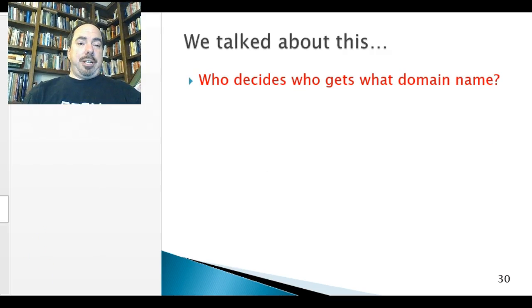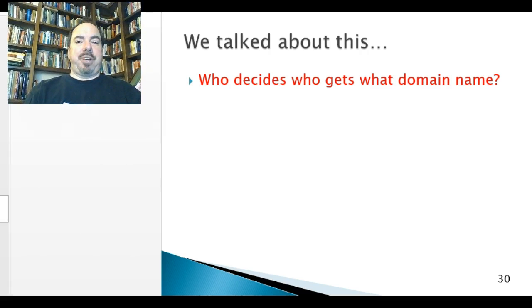So the big question is, who gets to say who gets what name? Because obviously Coca-Cola wants to have Coca-Cola.com, Pepsi wants to have Pepsi.com, Microsoft wants to have Microsoft.com. What stops you or I from taking those domain names? Well, you have to get registered. Well, who handles this registration? The answer to that is in the following video.